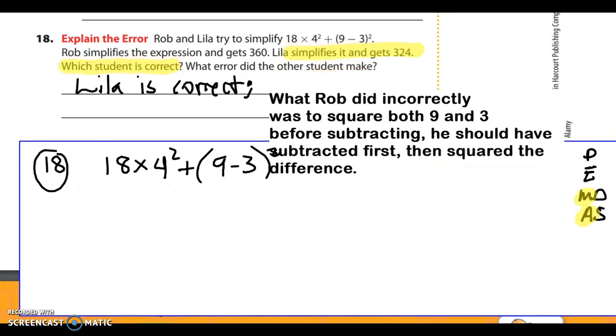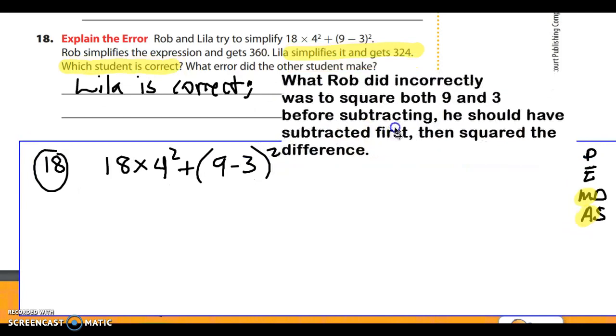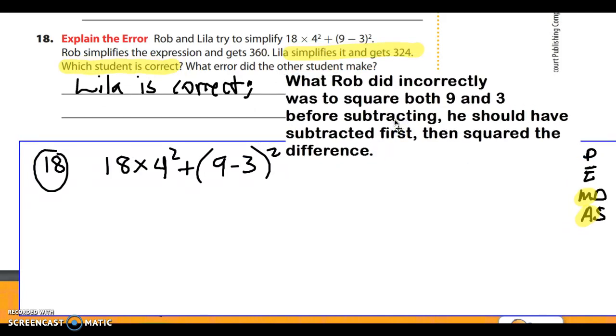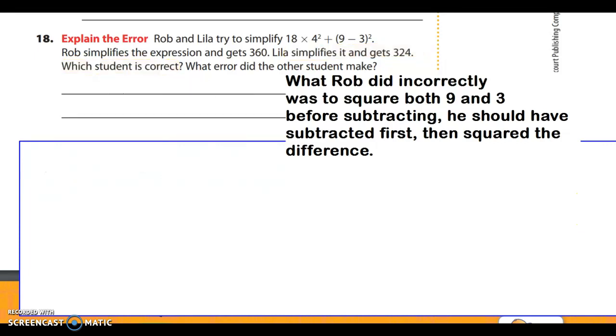Tricky. That was harder than I expected it to be. Solving wasn't the hard part. Us getting the answer, figuring out that Lila was correct, that wasn't the hard part. What made this one really hard was finding out what Rob did wrong.